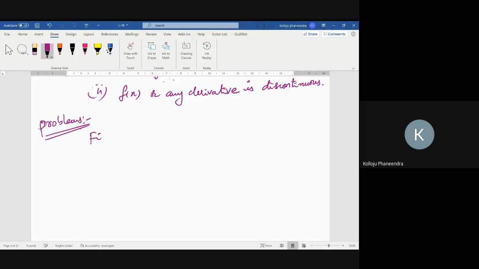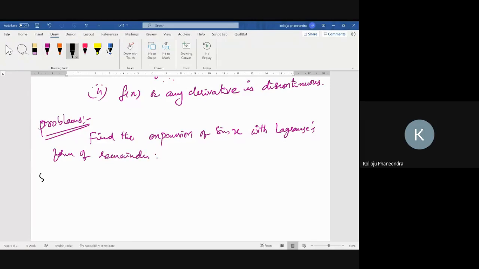Find the expansion of sin x with the Lagrange's form of remainder. Okay. Solution.